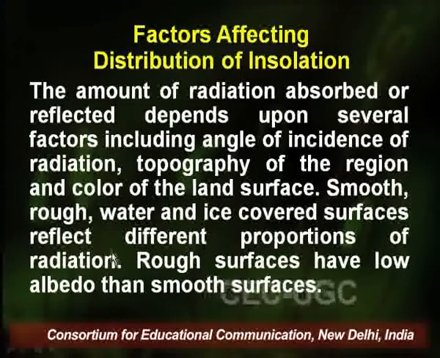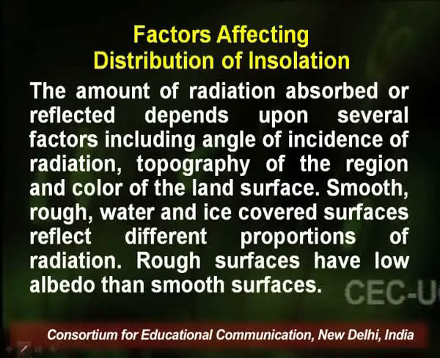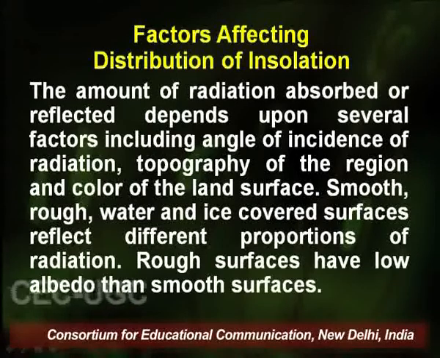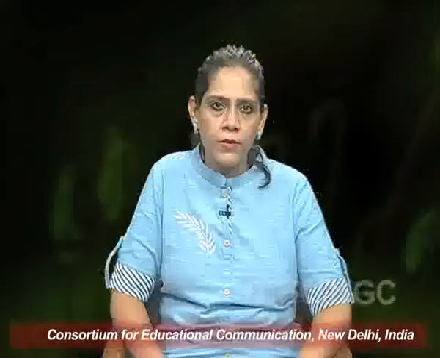Now, let's move on to the factors that affect the distribution of insolation. The amount of radiation absorbed or reflected depends upon several factors, including the angle of incidence of radiation, the topography of the region and the color of the land surfaces. So, in the next part I will be discussing the distribution of insolation in detail.